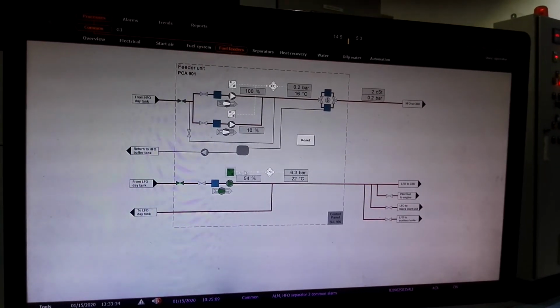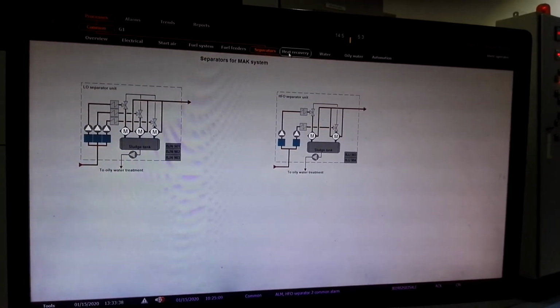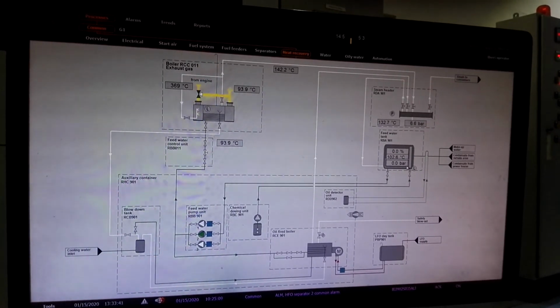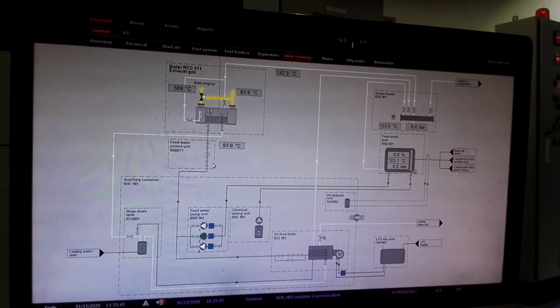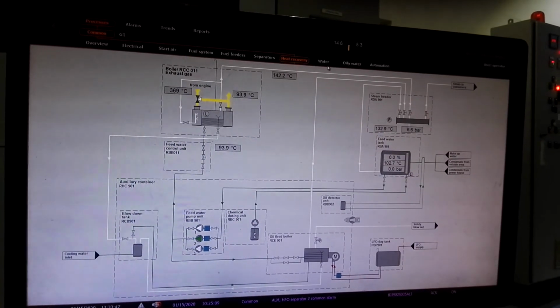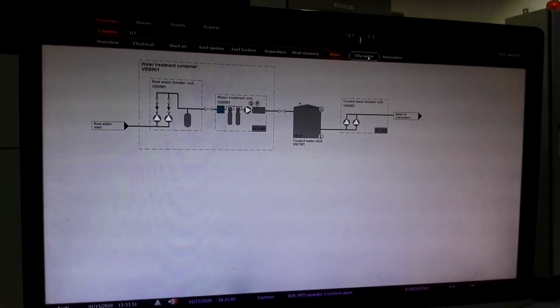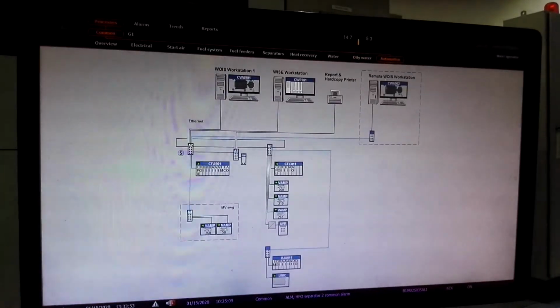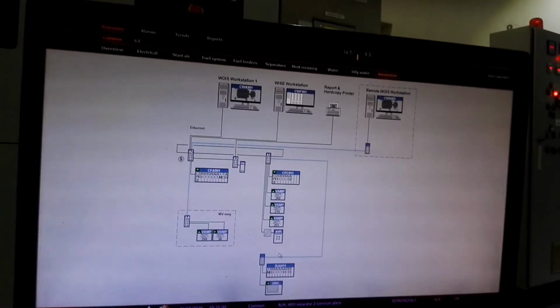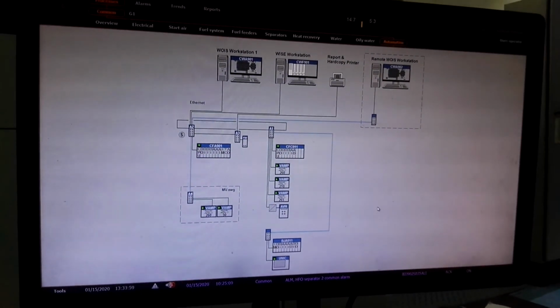Fuel feeder system, and separator system for our furnace oil, heat recovery system, boiler system, how we feed water into the boiler, how our gases enter into the boiler, it's all the system. Water treatment system, oily water treatment system, and its automation, our software, PLC, WOIS, unique. So it's just an overview of the software.